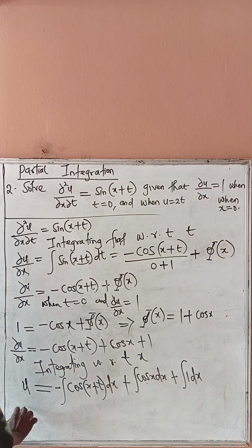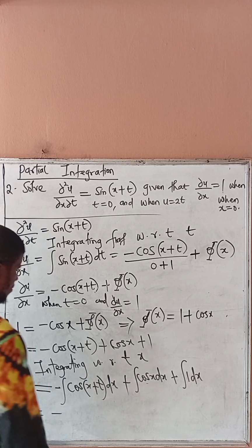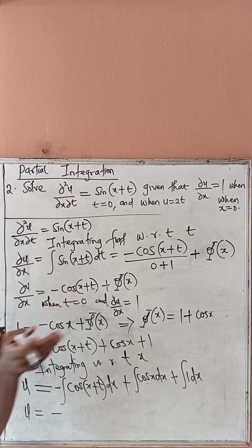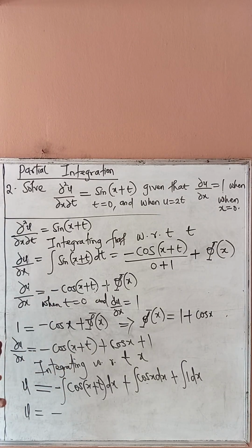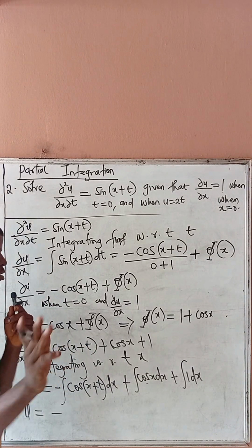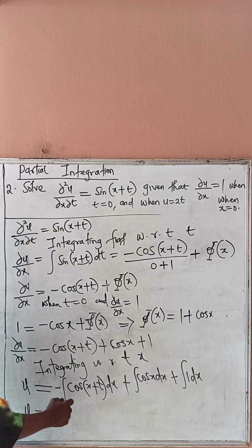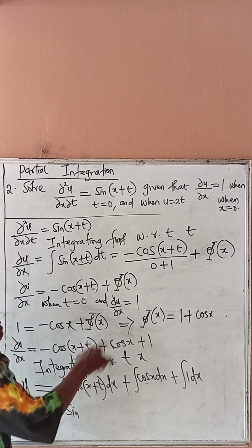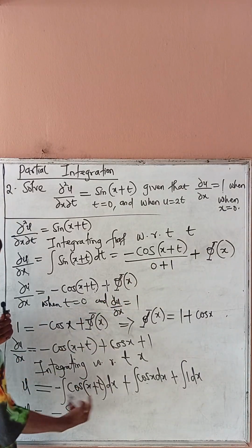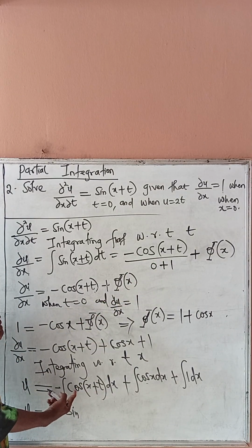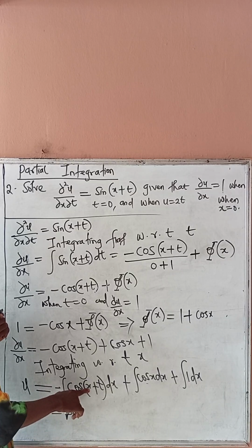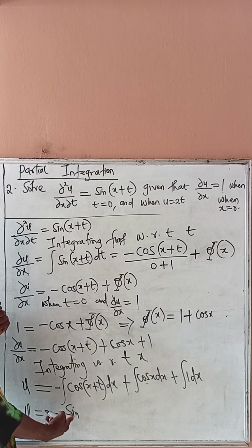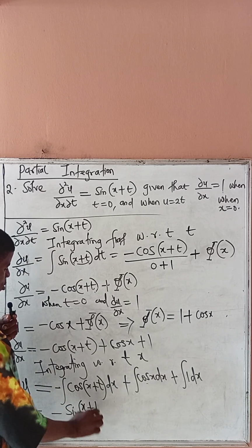What will this give us? U is equal to negative. If I differentiate sine I get cosine, so if I integrate cosine I get sine. Now, just like what we did here, the rule is: integrate this one, write it down. Then what is inside? Differentiate it. Use it to divide what you wrote. So this is x plus t.